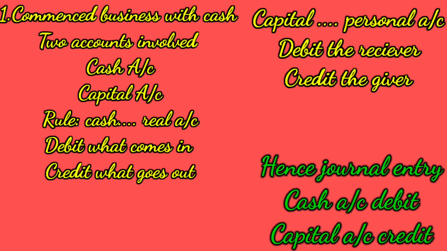Second one, capital account. It belongs to personal account. So the rule of personal account is debit the receiver and credit the giver. Here, the proprietor of the business is the giver of the capital. He introduces cash to the business so that cash becomes the capital of the business. Therefore, capital account should be credited. Now, we shall see the journal entry: cash account debtor to capital account.